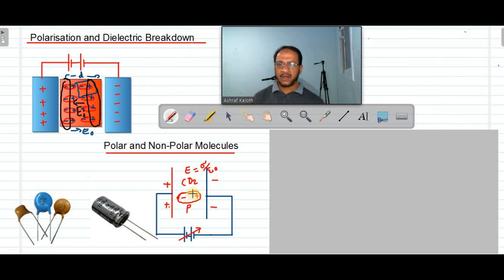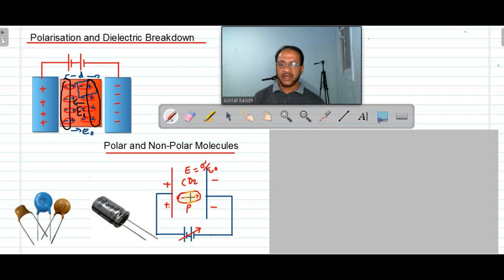Suppose a single carbon dioxide molecule is placed between the two plates of the capacitor, and I keep on increasing the charges on the plates, or the electric field intensity between the plates. What will happen to the molecule if I keep on increasing the voltage? Suppose I am increasing the voltage to more than 1000, 10,000, 20,000 volts, very high voltage. Split. Yeah, very good. That is what is called dielectric breakdown.